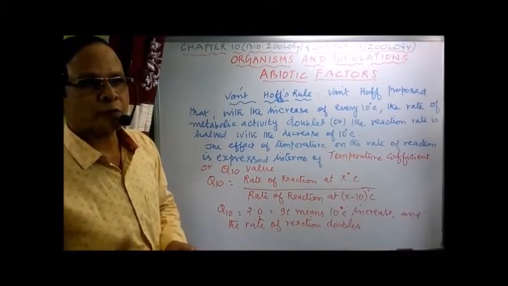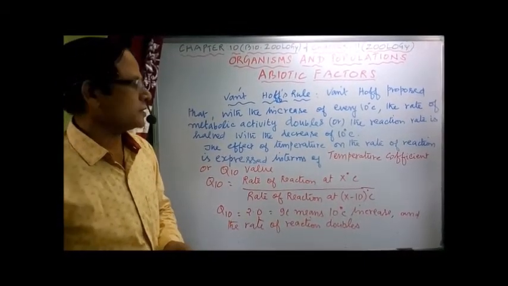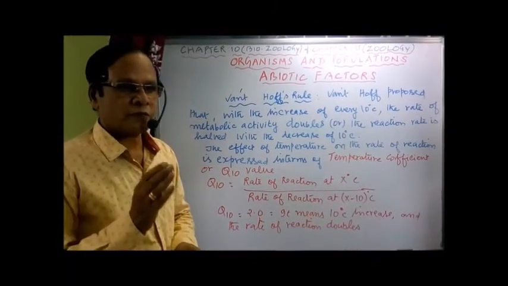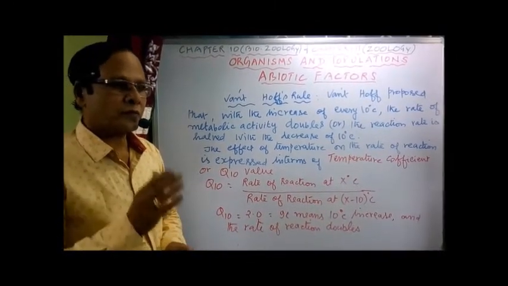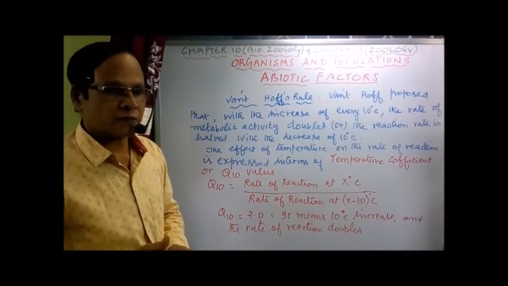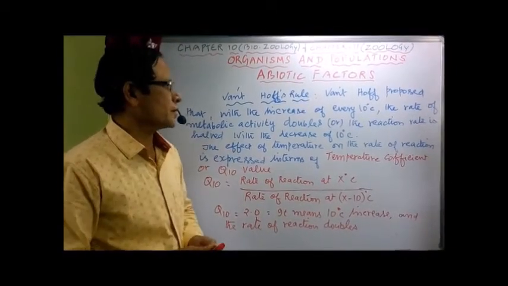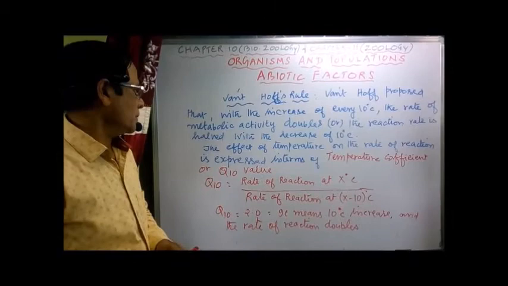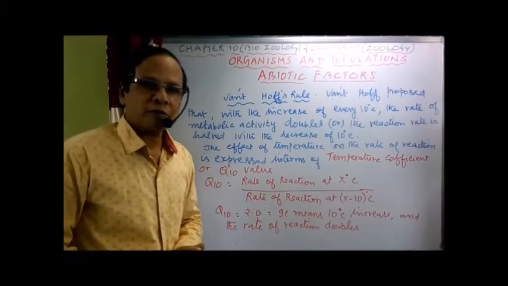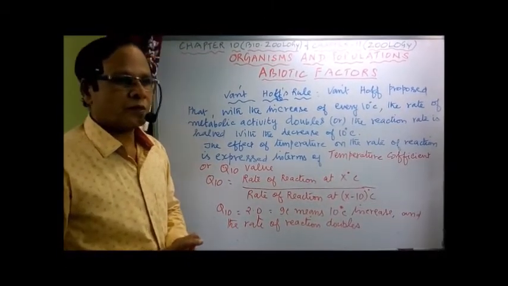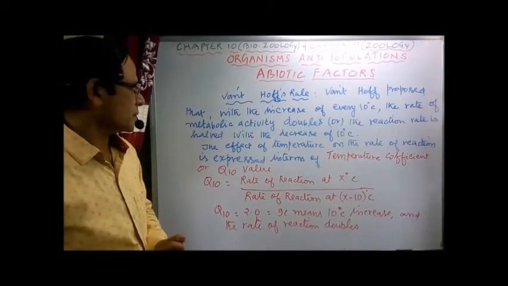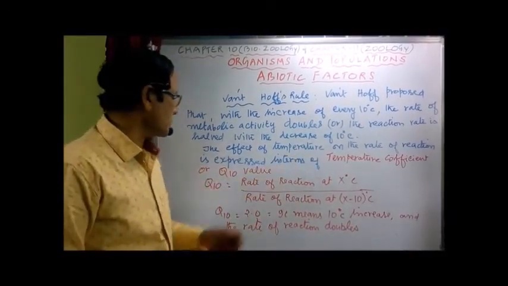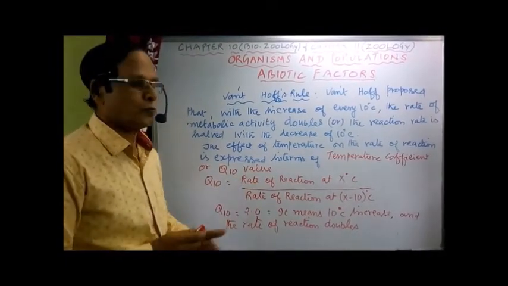That is reduced to 50%, from 100 to 50%. This is the rule. Okay, for every 10 degrees Celsius increase, the rate of reaction is doubled. For every 10 degrees Celsius decrease, the rate of reaction is halved. And that is the rule. Now, the effect of temperature on the rate of reaction is normally expressed as temperature coefficient, or Q10 value.